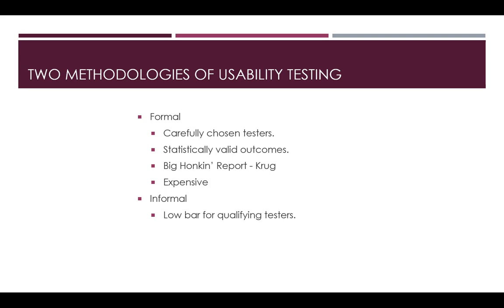The second methodology is what I call informal usability testing. With informal usability testing, you set a low bar for your qualifying testers. In other words, you're not trying to create statistically valid samples, so you don't care so much about the ratio of men to women. You're not looking for people with a certain income demographic or a certain educational demographic. You're setting a pretty low bar. This means it's not statistically valid, but it is tons easier. That makes it more affordable, which means that you can do it over and over.